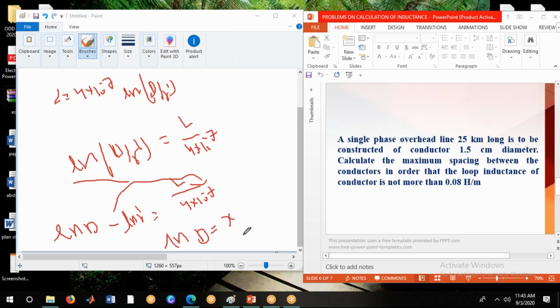So we get some x value. Then D is equals to e power that x, then you can calculate the D value here. So the D value we get is D equals to 17.4 meters. If you don't understand any step here, please ask.